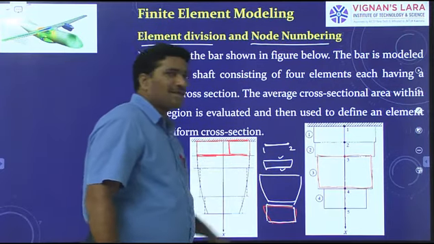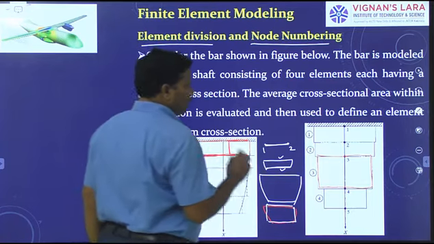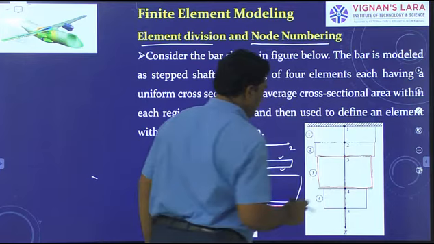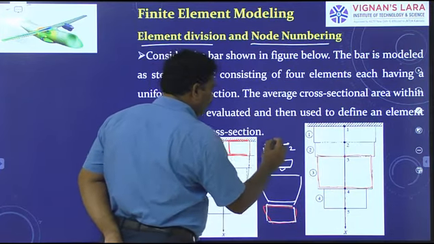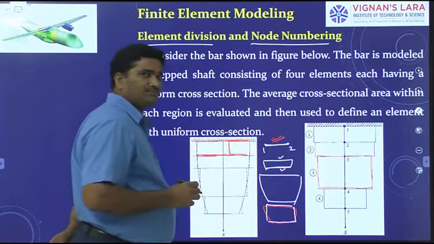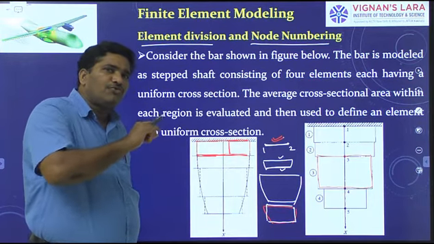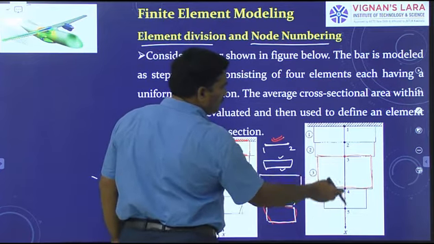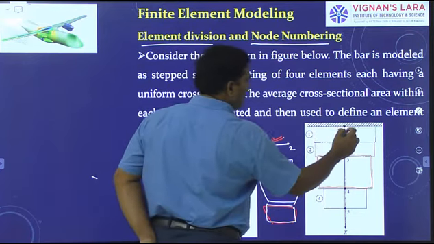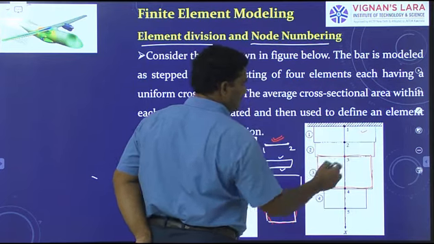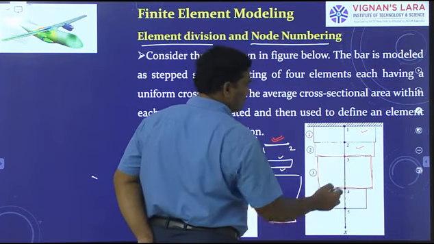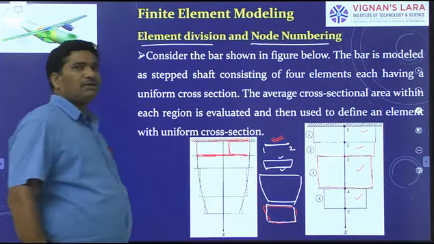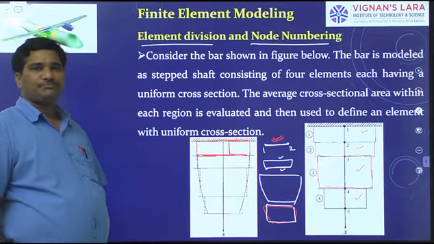Why is it modeled as a stepped bar? Because for one-dimensional problems, we consider a one-dimensional element like this, which has uniform cross section throughout. Therefore, when you see all these four finite elements, the first element has uniform cross section. The second element has uniform cross section. The third element has uniform cross section. The fourth element also has uniform cross section.